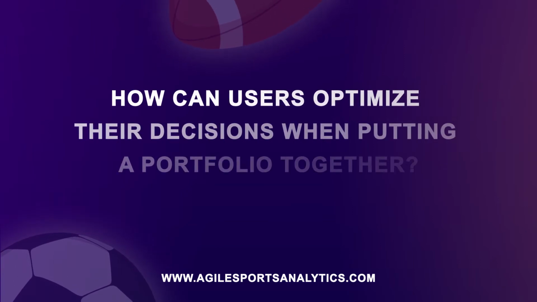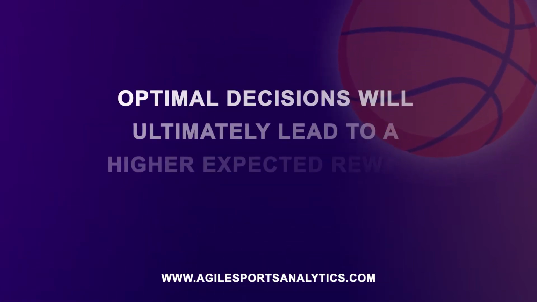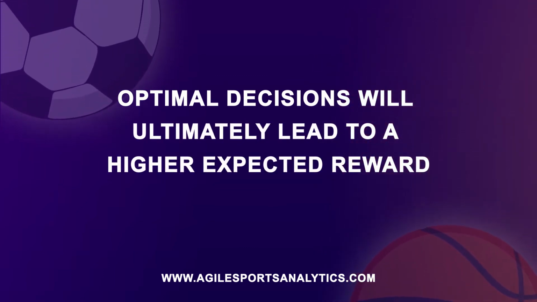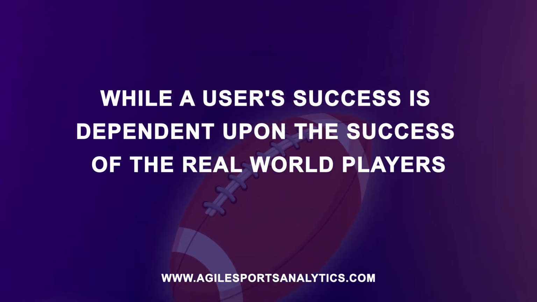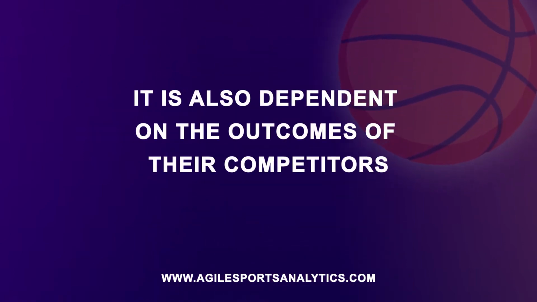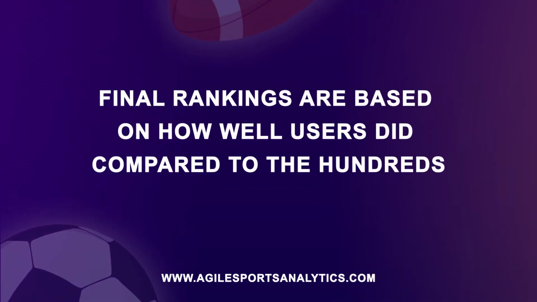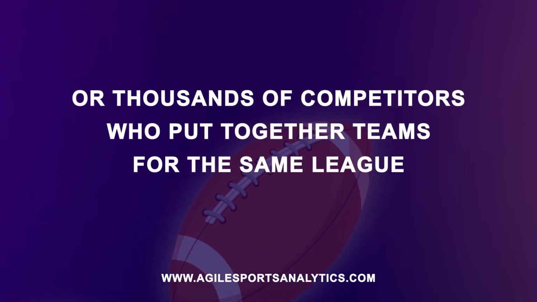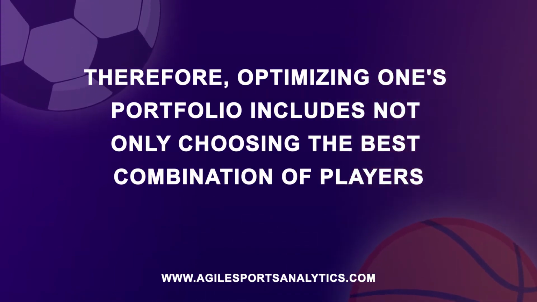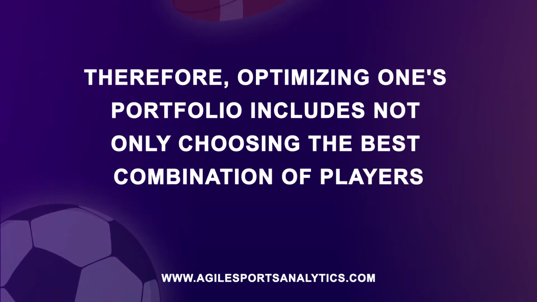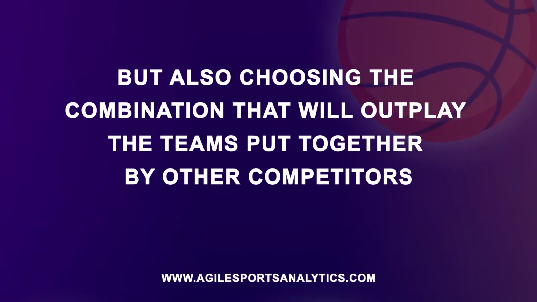How can users optimize their decisions when putting a portfolio together? Optimal decisions will ultimately lead to a higher expected reward. While a user's success is dependent upon the success of the real-world players, it is also dependent on the outcomes of their competitors. Final rankings are based on how well users did compared to the hundreds or thousands of competitors who put together teams for the same league. Therefore, optimizing one's portfolio includes not only choosing the best combination of players, but also choosing the combination that will outplay the teams put together by other competitors.